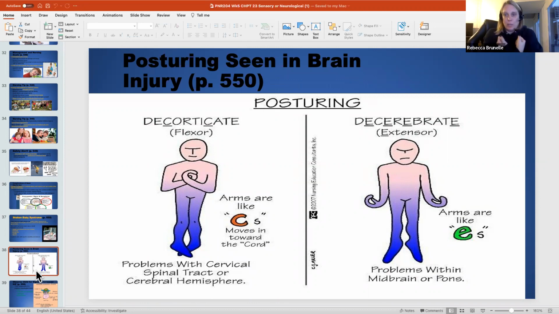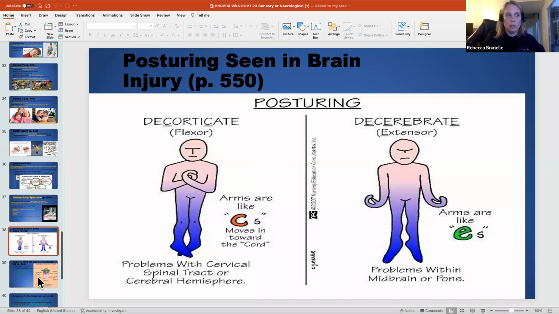So decorticate is coming in towards the core, and that's a problem with the cervical spine. And then decerebrate is more a problem with the midbrain. So going in is more of a spinal cord problem, and going out is more of a brain problem. But I remember it because corticate is towards the core of the body, and cerebrate is the other way, it's out. So posturing is never a good sign, and it can give you an indication of whether the injury is in the brain or the spinal column, depending on how their arms are positioned for their posturing.